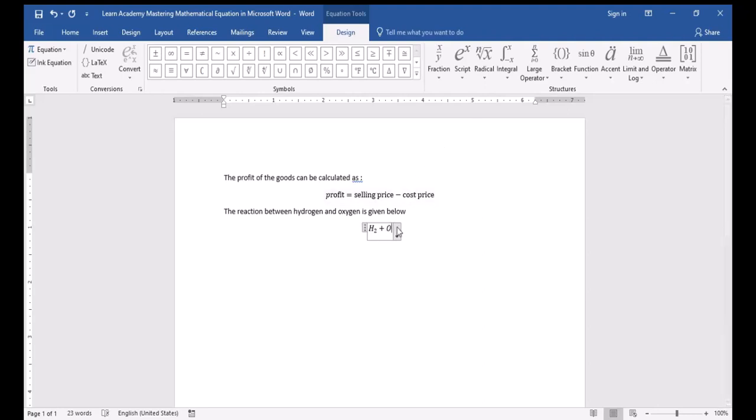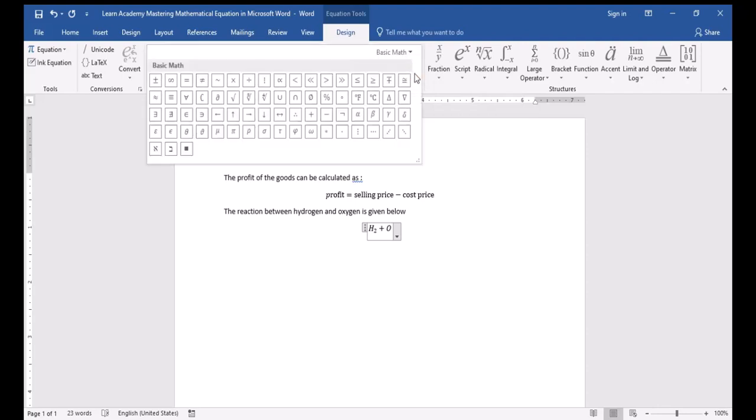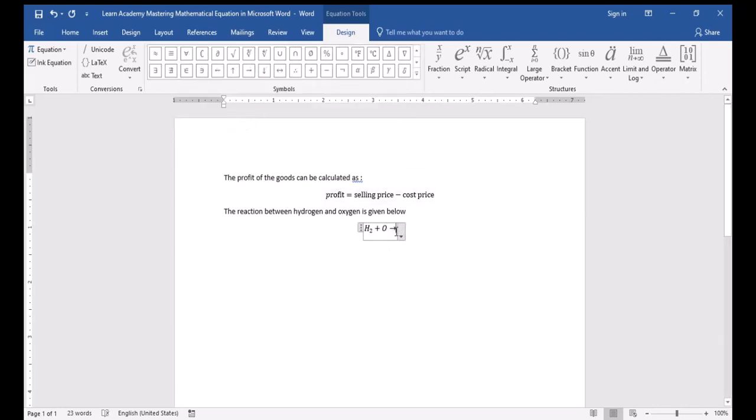Then in a reaction you have the forward arrow, which signifies that you're transforming these elements into a product, water. So I have to come to the symbol section to look for the forward arrow. So I'm going to use this. I have my right arrow.